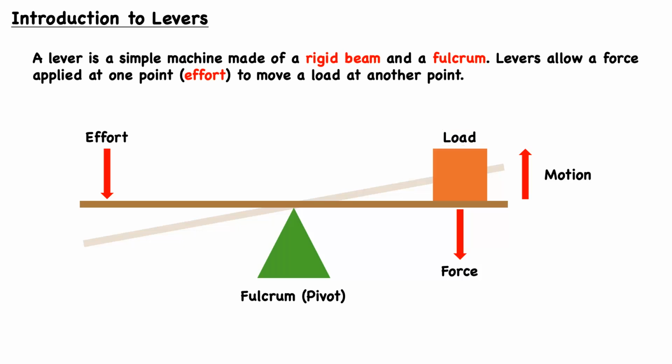So for example, in this illustration, we see if the effort is large enough to overcome the resistance of the load, well then the beam will translate down on the left, it will move up on the right, and it will do so about the pivot point, or the fulcrum.